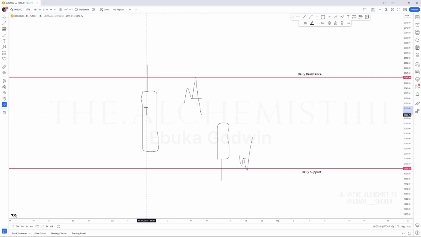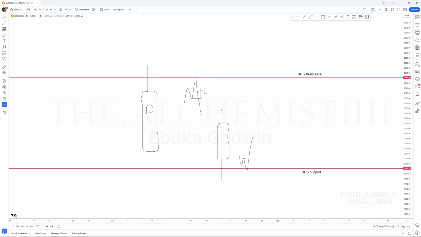Daily has to reject a daily resistance. That is the first factor. And then what's the second thing? H4, like I told you, always one time frame lower. H4 has to give you a bearish breakout or a bearish QM. Then we say daily has started a bearish storyline.